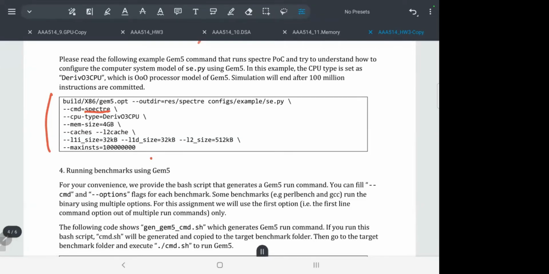Usually for 100 million instructions, it took about 10 or less than 10 minutes, or 10 or 15 minutes.